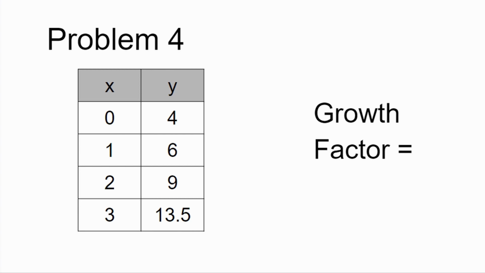Problem 4. What's the growth factor for this table? This problem is a little bit more complicated than the others because our growth factor is not going to be a whole number. In order to figure out what the growth factor is, I can answer the following question. What mystery number can I multiply the 4 that will bring it to the next row, 6? 4 times what growth factor will turn it into 6? How can I rewrite this expression to determine the growth factor?